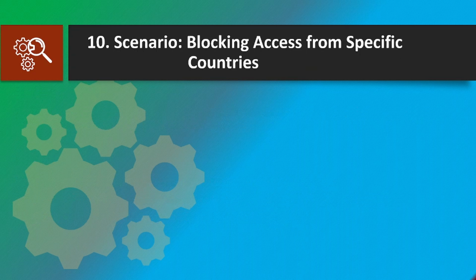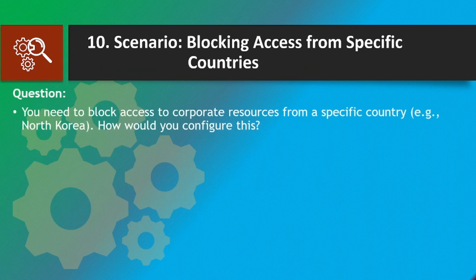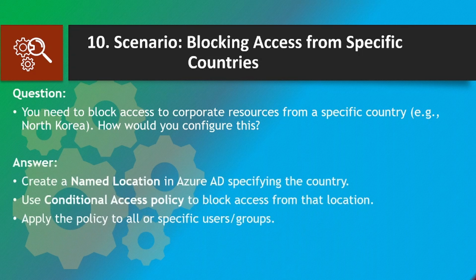Moving on. 10th scenario, blocking access from specific countries. Question: you need to block access to corporate resources from a specific country, for example, North Korea. How do you configure this? Answer: create a named location in Azure AD specifying the country. Use Conditional Access policy to block access from that location. Apply the policy to all or specific users groups.